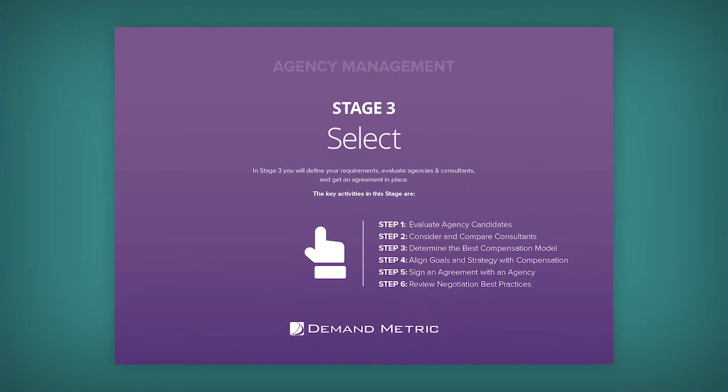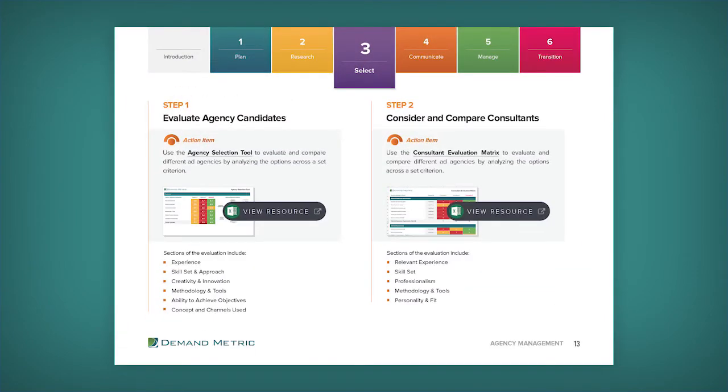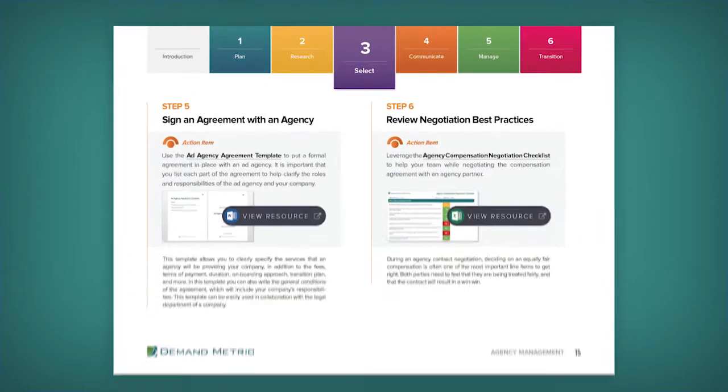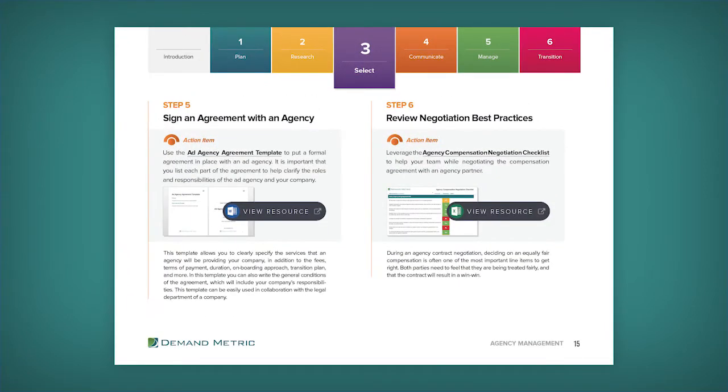And here, the first step is to evaluate agency candidates. Next, you're going to consider and compare consultants. Then you're going to determine the best compensation model, align goals and strategy with compensation, sign an agreement with an agency, and review negotiation best practices to make that deal the best it can be.